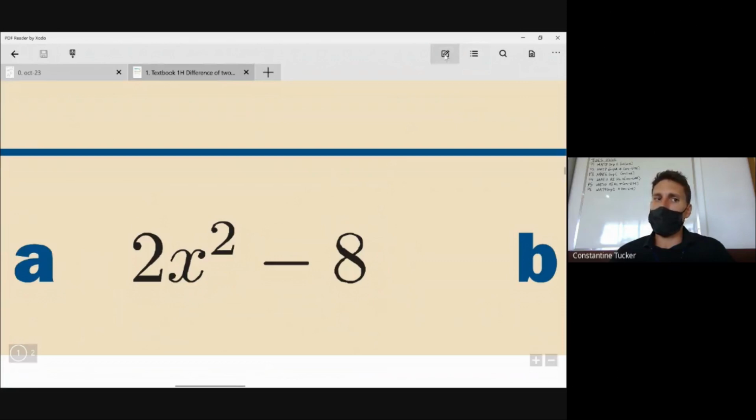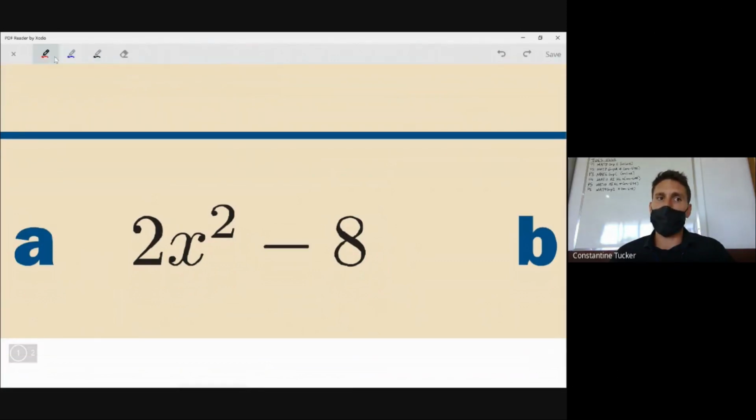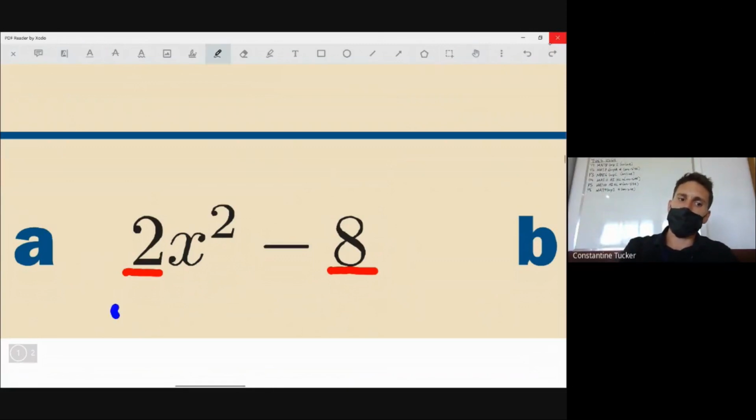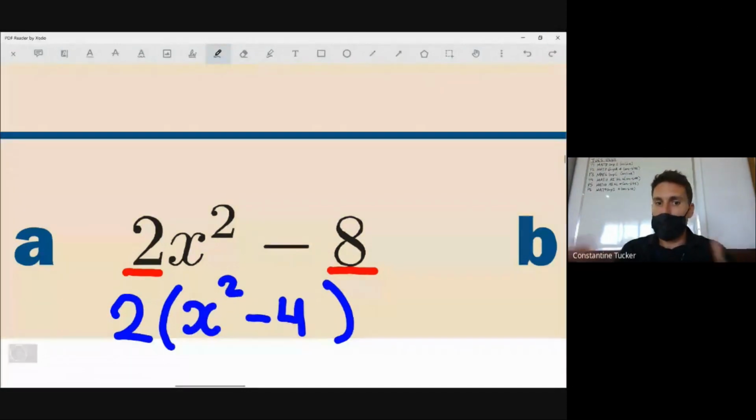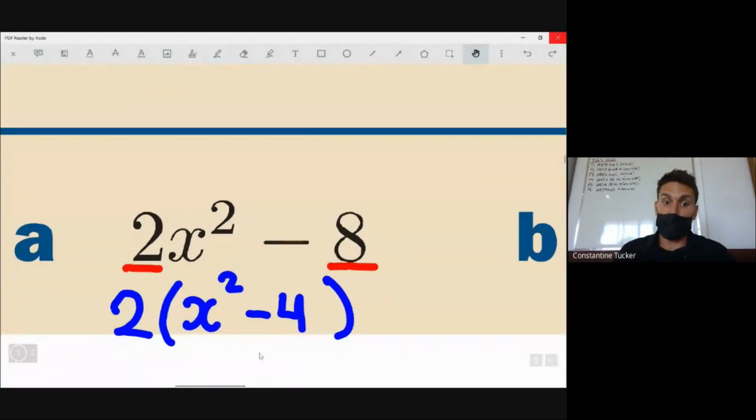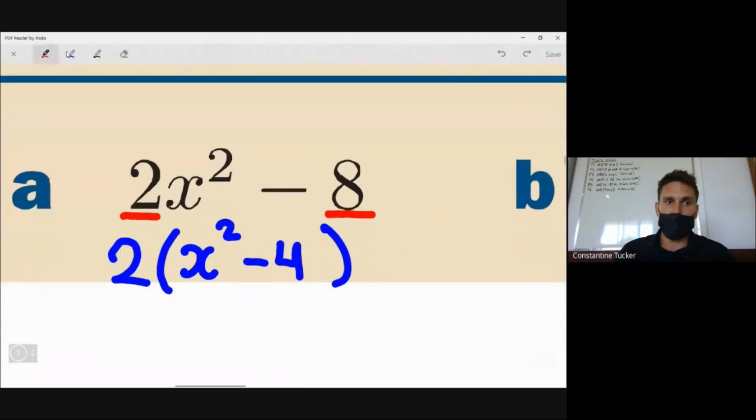We want things squared. So here the trick is that they have tricked you. They want you to notice something here. This 2 and the 8, they have a common factor. So what is the common factor of these two? It's 2. So if we rewrote this as 2 brackets, and then in the brackets put x squared minus 4. Great stuff.